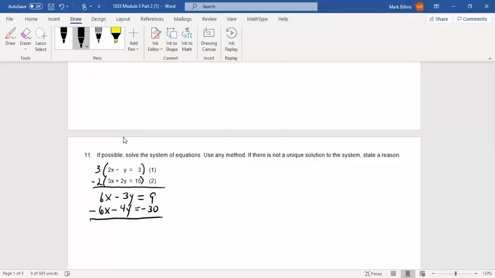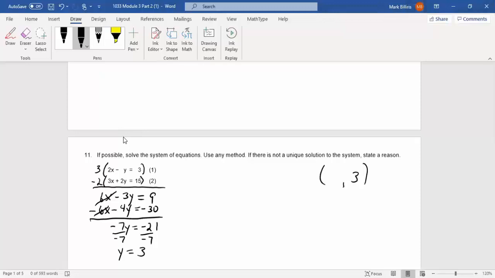So when I add, again, it's doing what I want it to do. It's eliminating one of the two variables. And that gives me negative 7y equals negative 21. And I'm going to divide both sides by negative 7. And a negative divided by a negative is a positive 3. So my y value is 3.